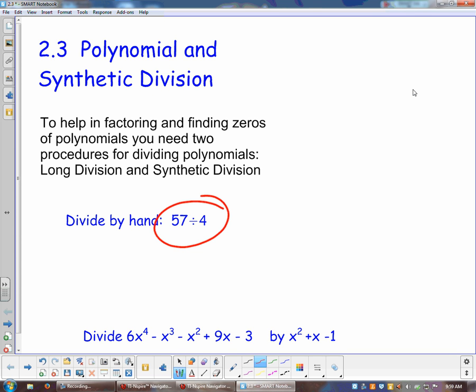How would you divide, for example, 57 by 4? Okay, so you write 57, or you do that. Let's do this. 4 goes into 57. So we would say 4 goes into 5 once. Then what do we do?